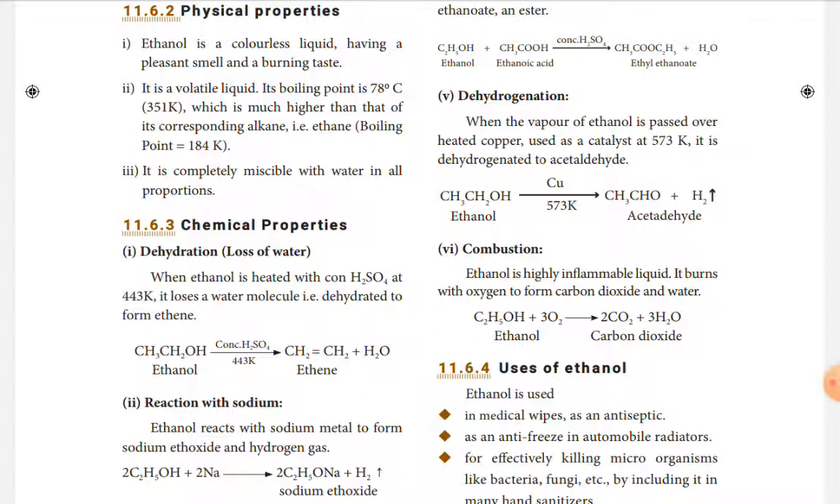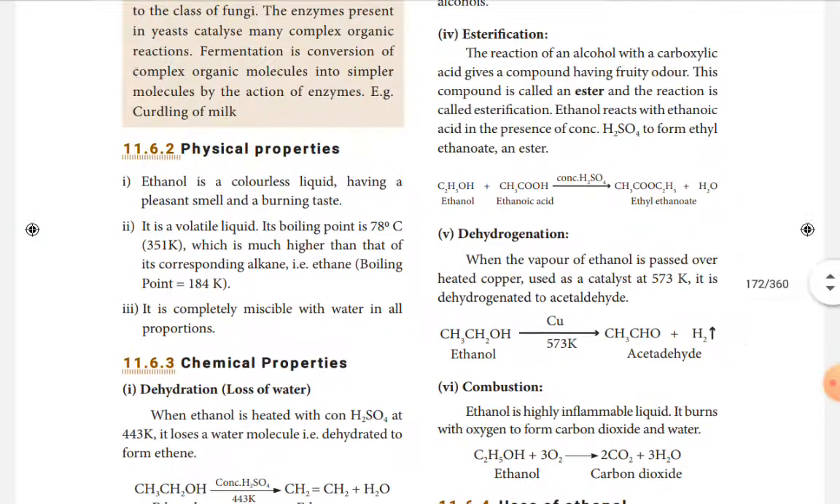So alcohol is easily combustible, easily burned in the presence of oxygen to form carbon dioxide and water. So all the hydrocarbons are easily combustible in the presence of oxygen to form carbon dioxide and water. So based on this, alcohol is highly inflammable, easily burned in the presence of oxygen to give carbon dioxide and water. And these are the six important properties.